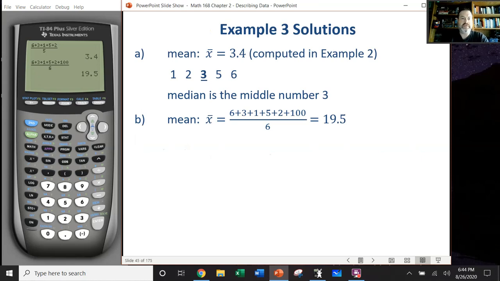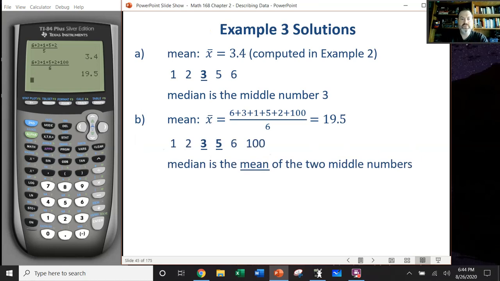To compute the median, I just write 1, 2, 3, 5, 6, 100. And there are 2 middle numbers now because I have an even amount of data values. So I have to average the 2 that are closest to the middle. And the median is then the mean of 3 and 5. So 3 plus 5 is 8, divided by 2 is 4. So 4 is the median.